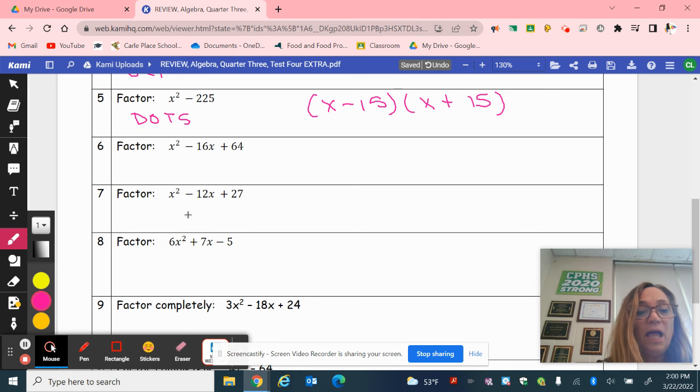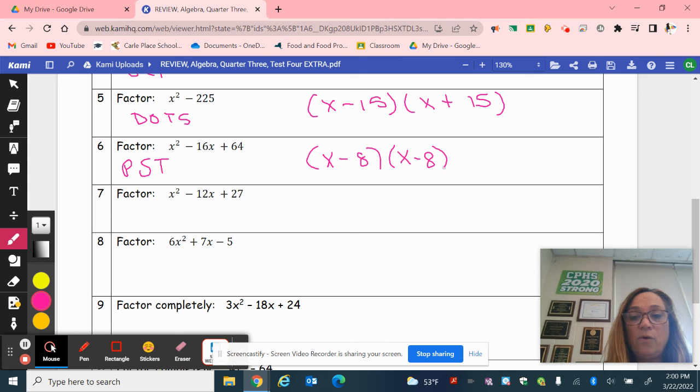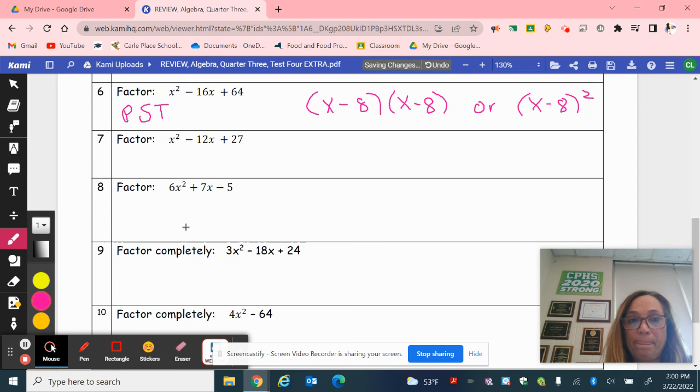Okay. This one happens to be a perfect square trinomial. You can use factoring by splitting, you can use just basic trinomials, or you can use the pattern of perfect square trinomials. So this is going to be an x minus 8 and an x minus 8, which can also be written as x minus 8 squared. Perfect square trinomials.